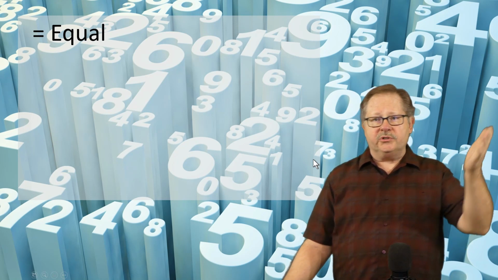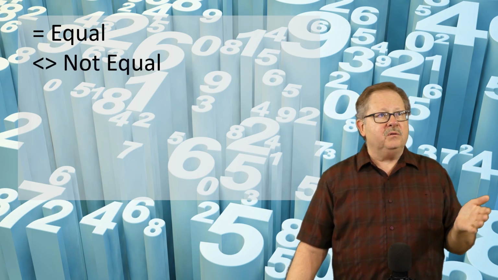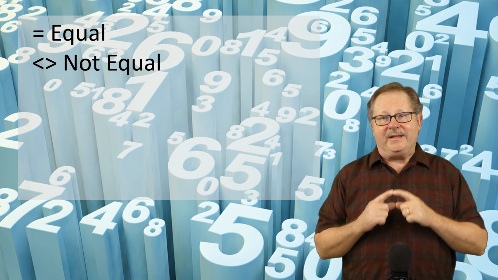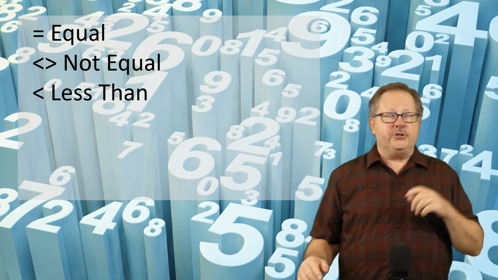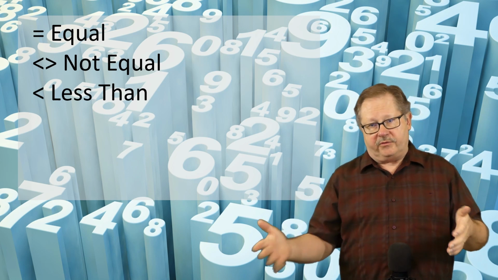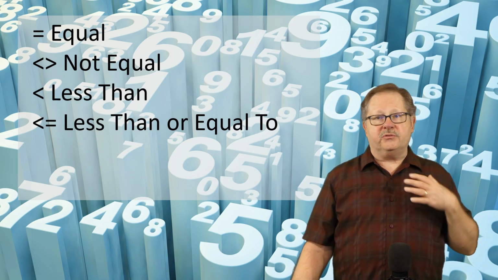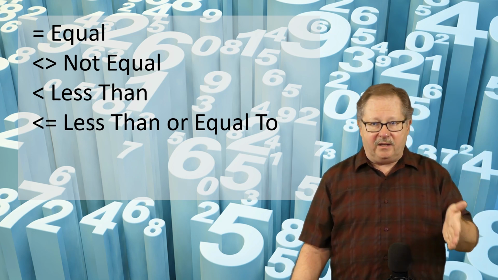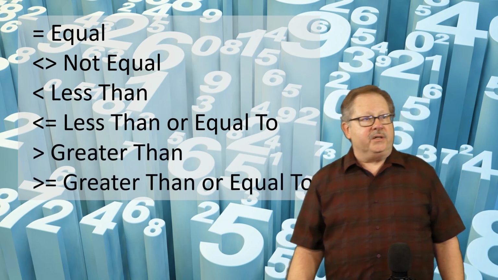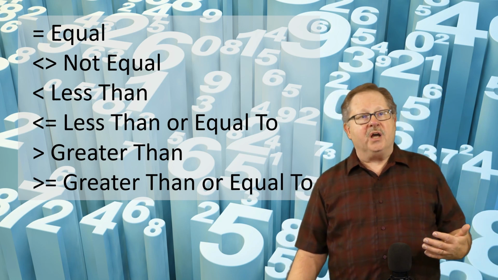The equal sign, of course, the equals that I'm sure you're familiar with. Then if you put a less than, greater than sign together, that means not equal. If you put just a simple less than, of course, it means less than. So you're looking for a value less than another value. And then less than or equal to, so it checks for both. If it's less than, great, and all the way up to equal to. And then greater than, and of course, its cousin greater than or equal to. So those are the various comparison operators.